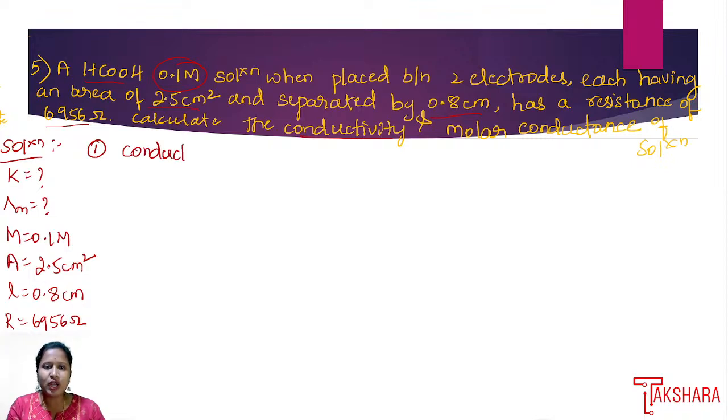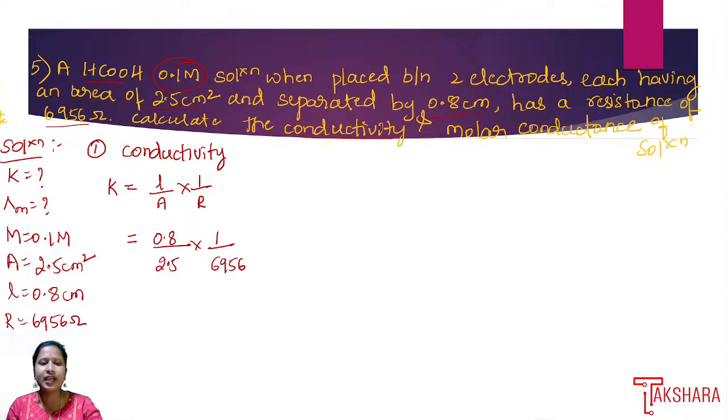Okay, the first formula is conductivity. Conductivity is denoted by the symbol K, equals L by A into 1 by R, we know the formula. That is L, 0.8, divided by A, 2.5, into 1 divided by 6956, the resistance. 0.8 divided by 2.5 is 0.32, into 1 divided by 6956.